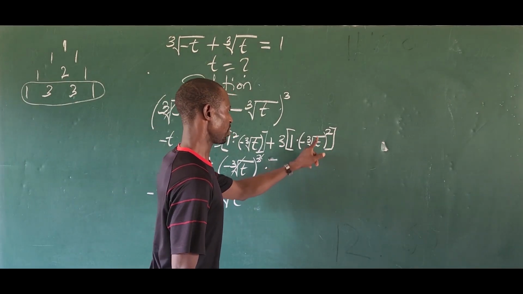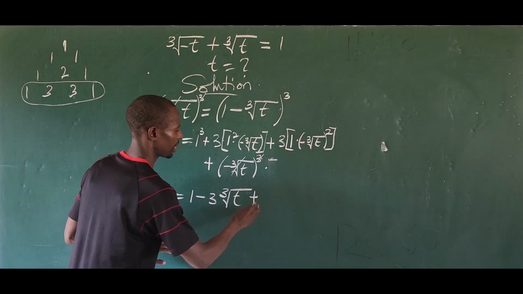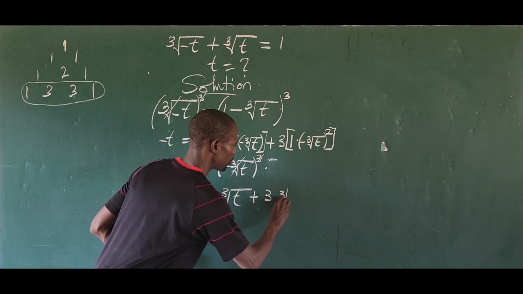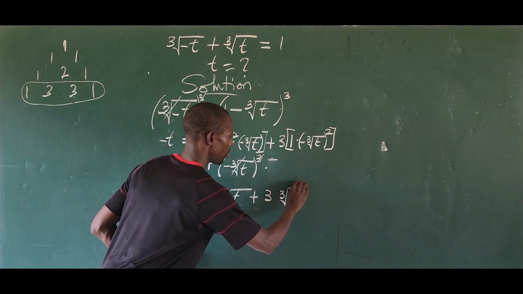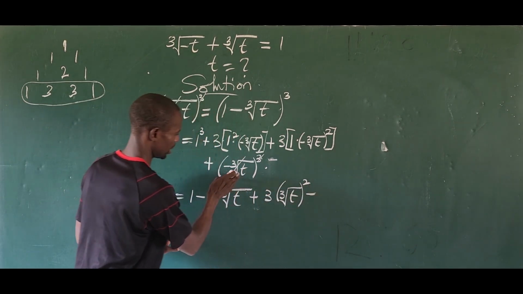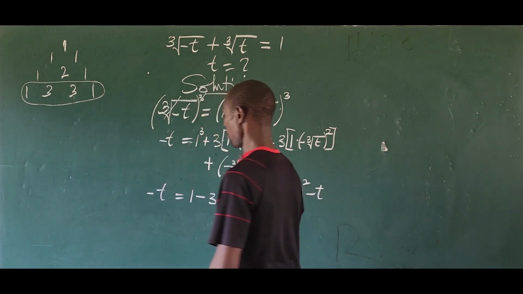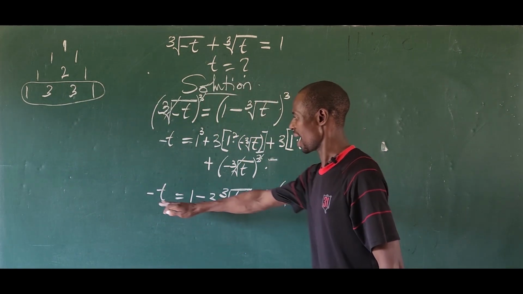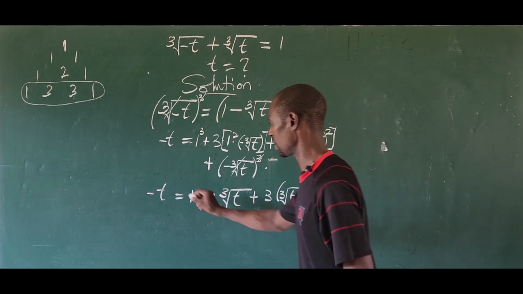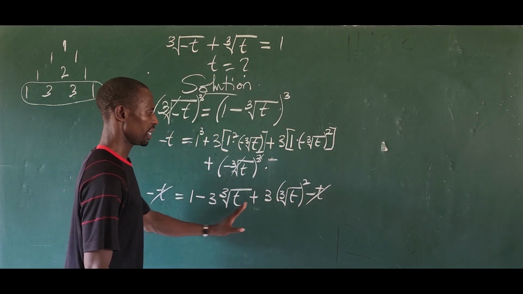And this, we multiply this. And so we are now left with plus 3, then times 3, that is the cube root of t, all raised to power 2. The minus, like we said before, minus t here. All right. Now look at this system here. We are having minus t here, we are having minus t here. So two of them will leave the system. Okay, so we now have 0 equal to everything else.